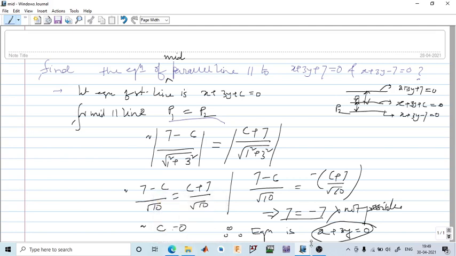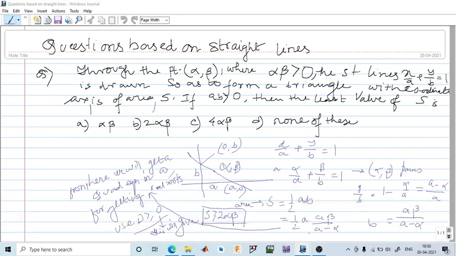So let's go to the new part. Here a question is there. Through a point (alpha, beta), where alpha and beta are greater than 0, the straight line x by a plus y by b equals 1 is drawn so as to form a triangle with the coordinate axes of area S. If alpha beta equals 0, then what is the least value of S, meaning the area?